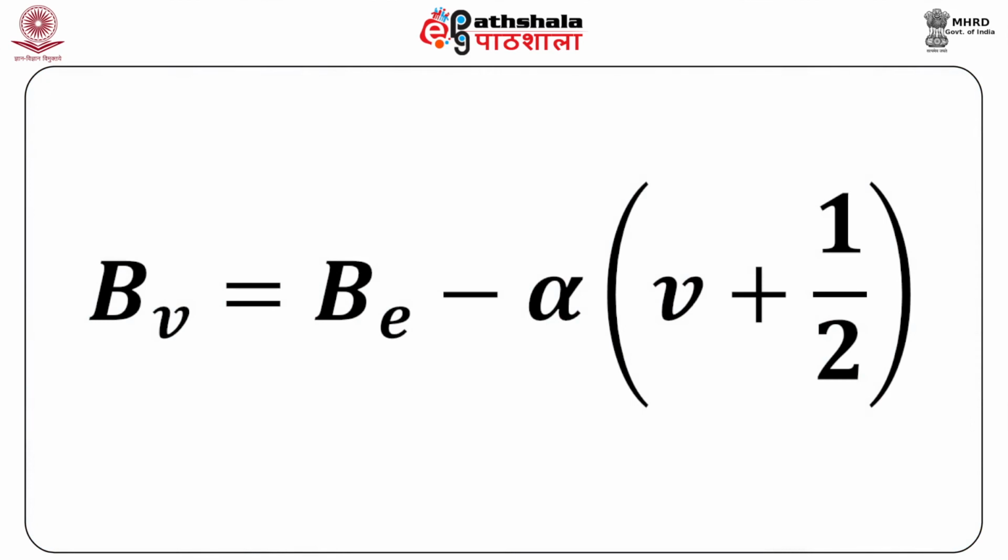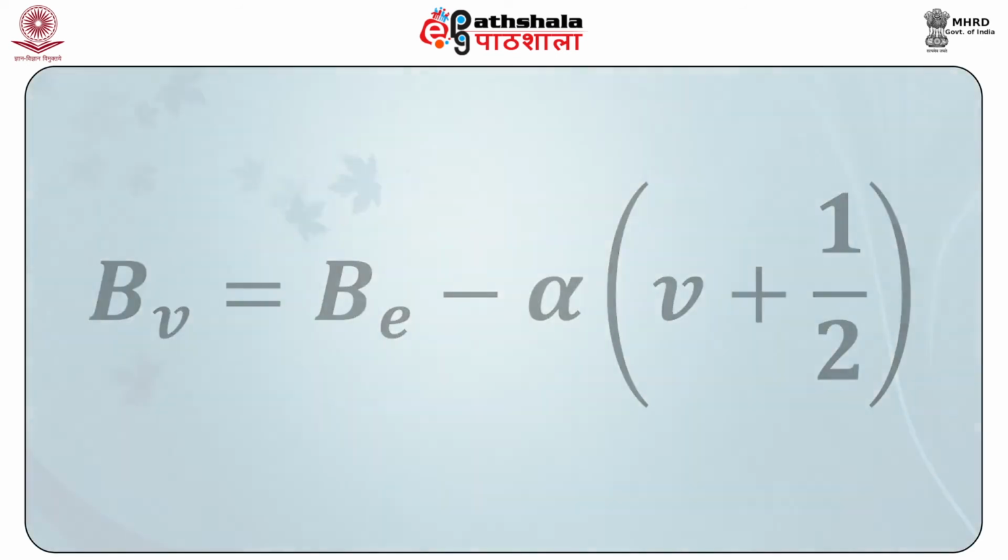B_v is equal to B_e minus alpha into (v plus half), where B_v is the rotational constant in the vibration level v, B_e is the equilibrium rotational constant at the potential minimum, and alpha is a small positive constant. So, consider the fundamental vibrational change from v equal to 0 to v equal to 1. The respective B bar values will be B0 and B1. For this transition, then we can find out the wave number nu bar.